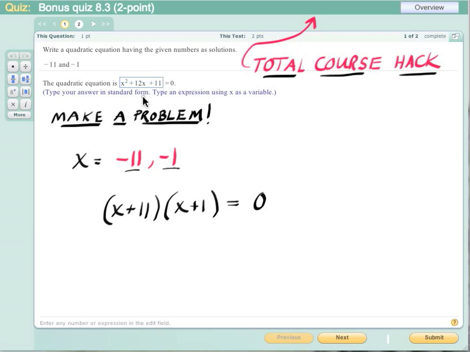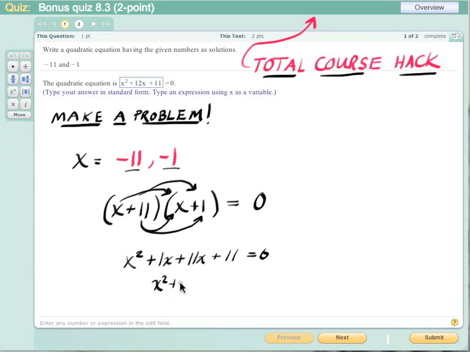The MathXL problem asks us to write this in standard form. So that means ax squared plus bx plus c is equal to 0. I need to actually do these multiplications. Whether you're thinking FOIL or double distribution, you're going to have 4 arrows, 4 multiplications. This first one's going to give you x squared plus 1x. And then we multiply 11 times x and 11 times 1. Of course, I've got some like terms here, which I'll take care of in a second. So we get x squared plus 12x plus 11 is equal to 0.